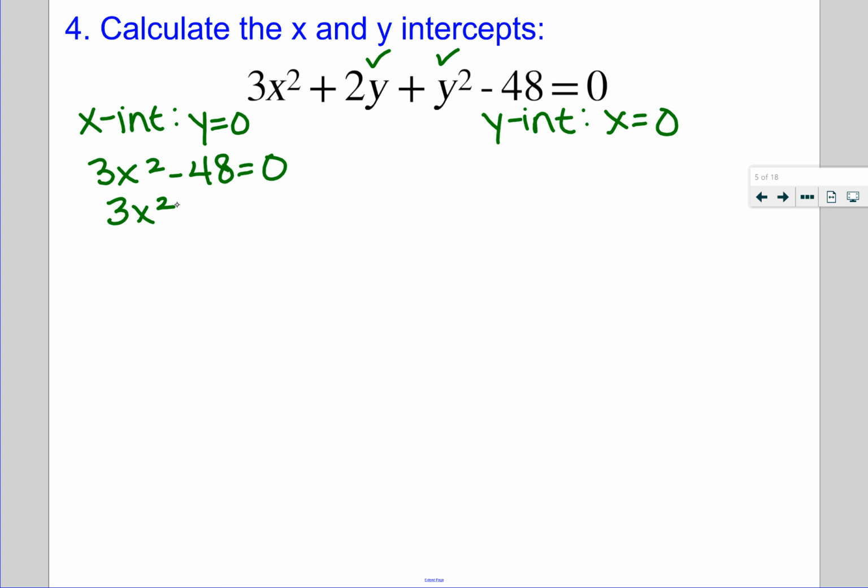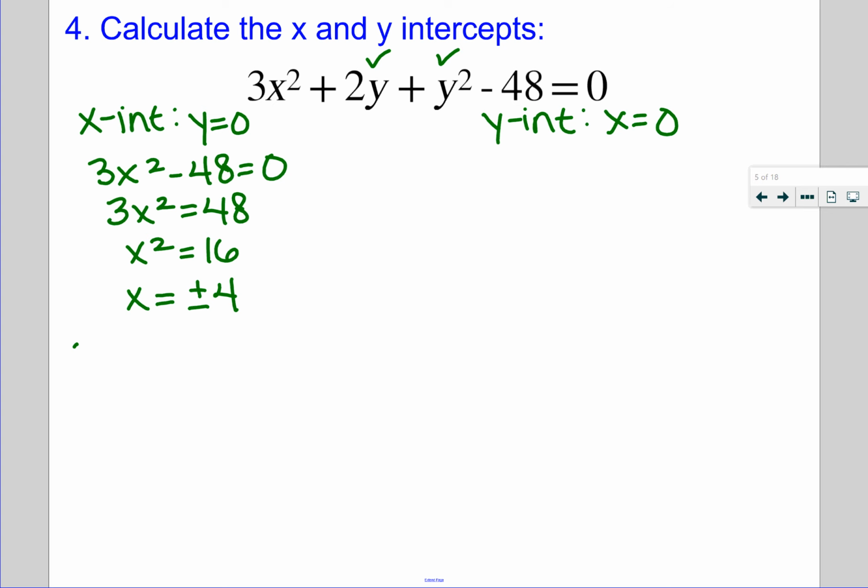I'm going to add 48 to the other side. Divide both sides by 3. That'll give me x squared equals 16. And then take the square root of both sides. Square root of 16 gives me 4. Don't forget your plus or minus. So you have x-intercepts at 4 and -4, and you can write it like that on the test.